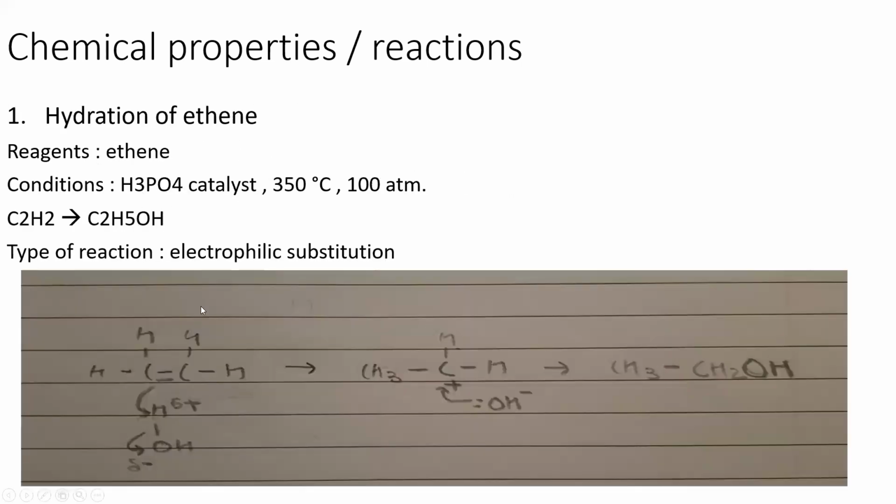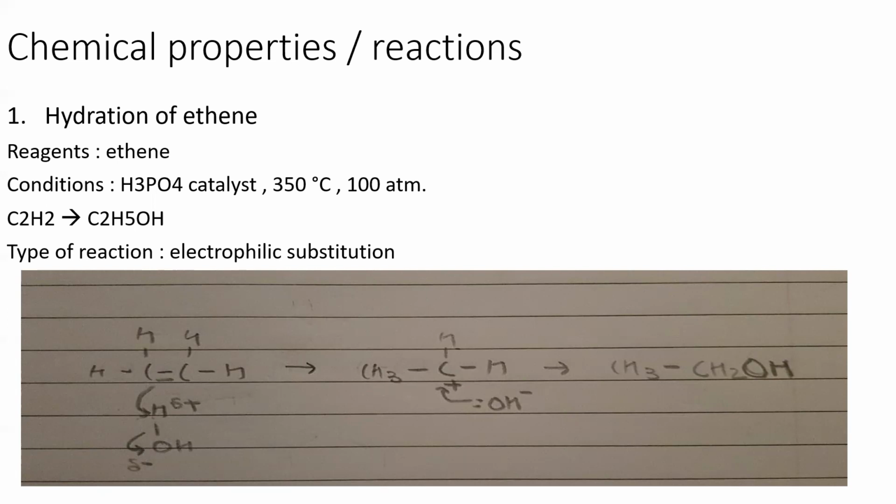Hydration of ethene is how we convert alkenes to alcohols. The reagent would be an alkene. Conditions: H3PO4 catalyst and high temperature and high pressure. They will accept a range of temperatures and pressures. I've just given an example of what you could use, but I think they would accept high temperature and pressure by itself. So this reaction converts an alkene, and we'll take the example of ethene, to an alcohol, so C2H4 to C2H5OH.